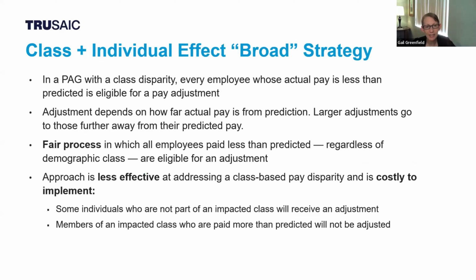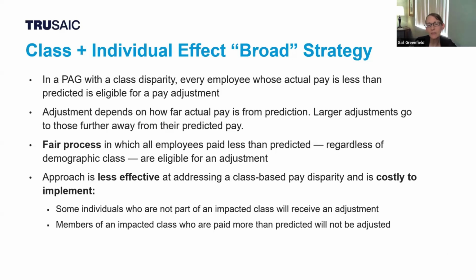So I think we can move on to the next slide. Here we're talking about what we call the class plus individual broad strategy. Unlike the class effect strategy, where we gave the same adjustment to everybody in an impacted class in percentage terms, under this approach, we're taking a different tactic. In a pay analysis group with a class disparity, every employee whose actual pay is less than predicted is eligible for a pay adjustment, regardless of their demographic class.